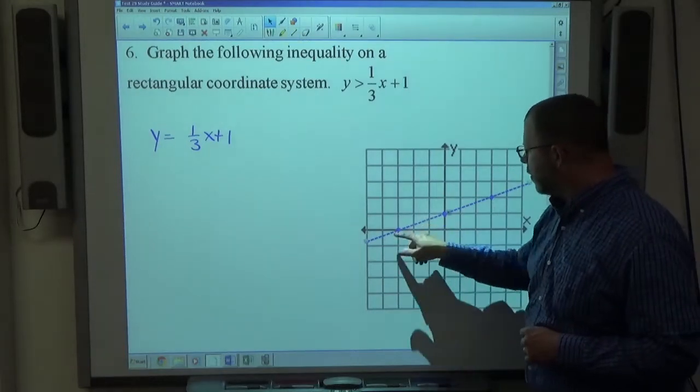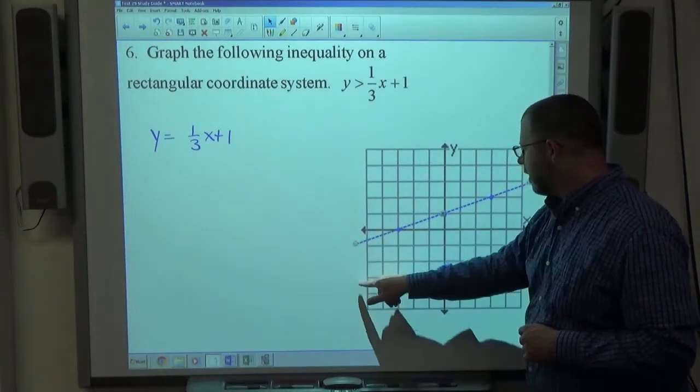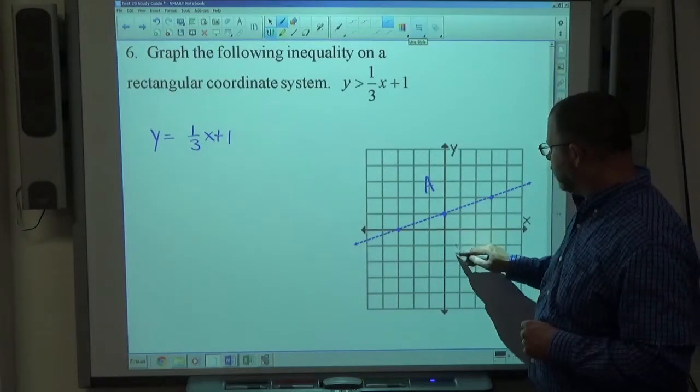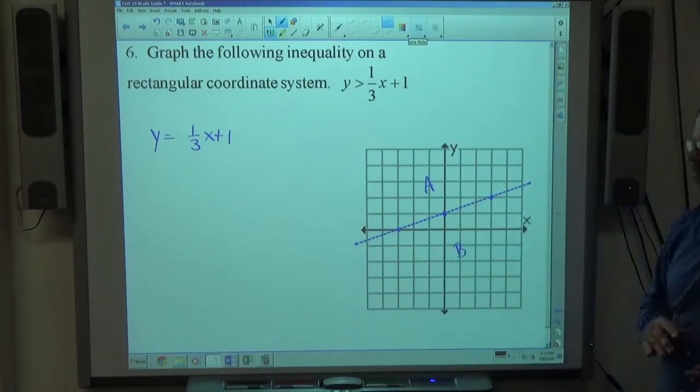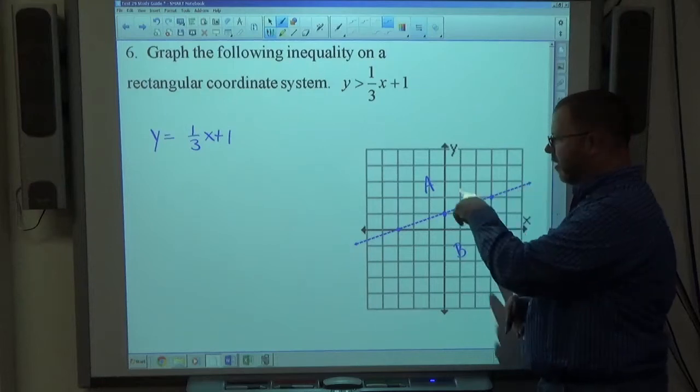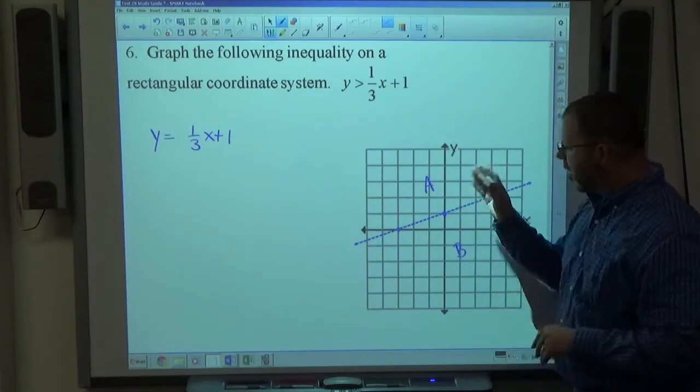Once we get our boundary line graphed correctly, what's left to do then is to shade the correct region. I'm going to call this region A and this region B. It doesn't matter which one's which. Whatever you call them is fine. If you call this region A and region A is supposed to be graphed, then you're going to get region A. If you call it region B, then you get region B. So whatever you call them doesn't matter.